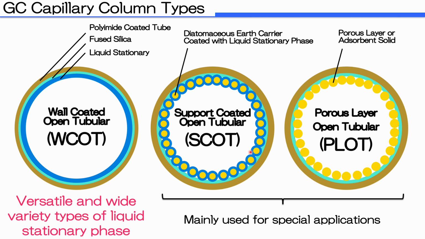And SCOT is diatomaceous earth carrier coated with a fixed phase of fused silica. And the PLOT column will be those in which the porous layer or adsorbent solid are coated on fused silica. WCOT is versatile and has a wide variety of types of liquid stationary phase. On the other hand, SCOT and PLOT are mainly used for special applications.